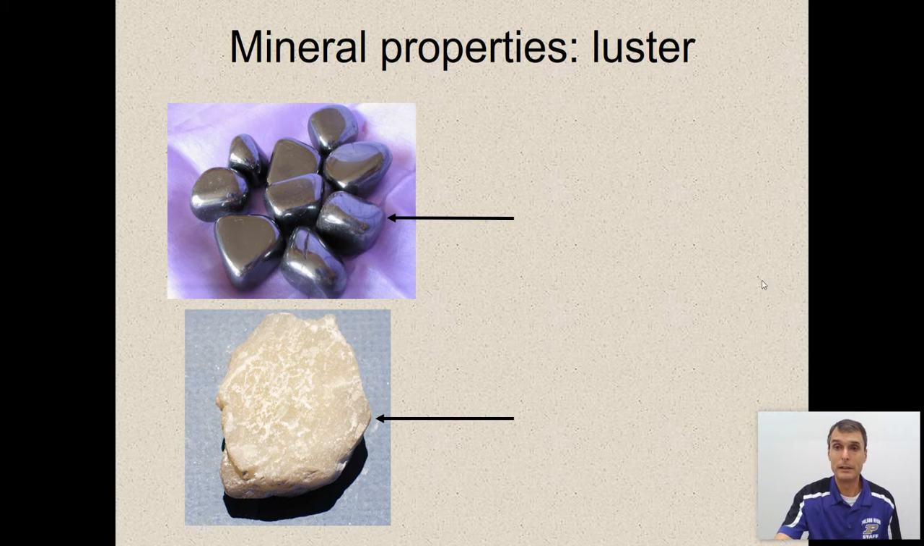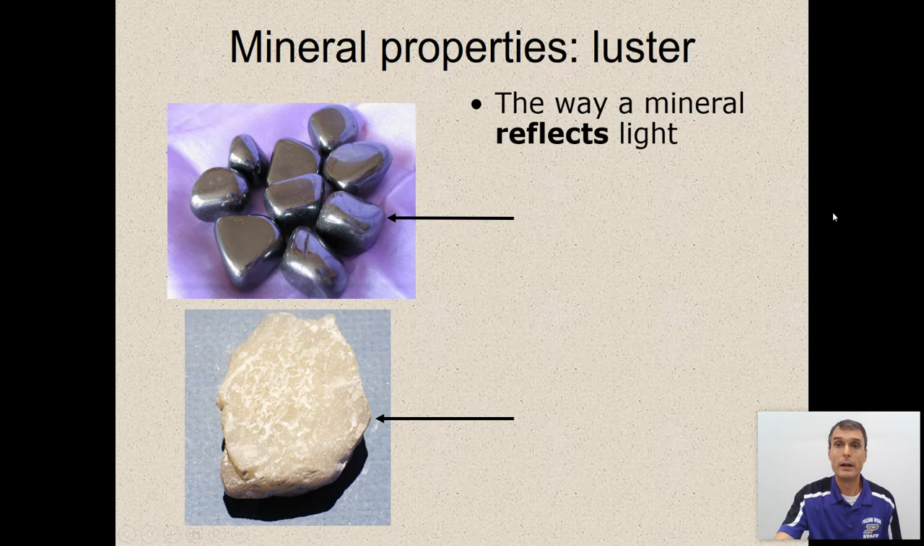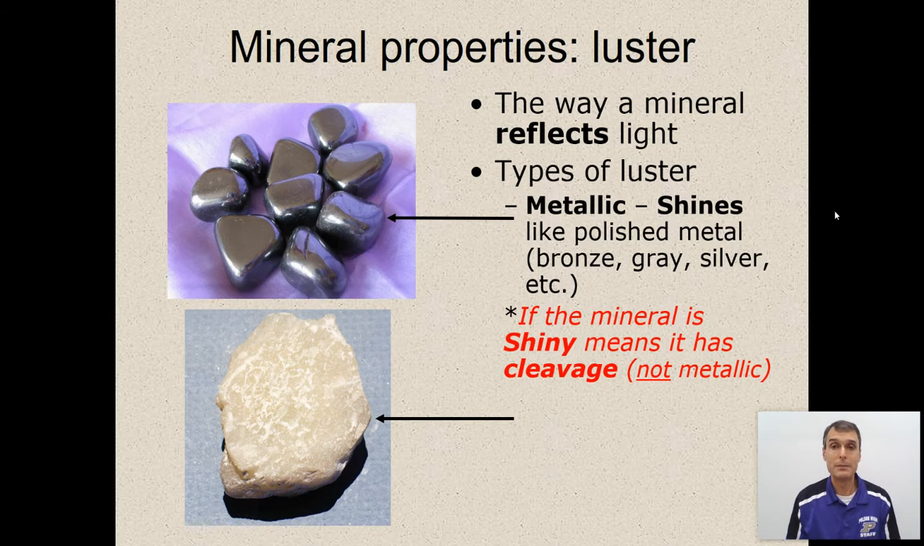All right, so our first mineral property we're going to talk about is called luster. And this basically is how the mineral reflects light. There's basically two categories we use for luster. One is metallic and one is non-metallic. So metallic basically means that it has a polished metal color. Basically, it looks like a metal. Think metal colors like gold, bronze, brass, silver, gunmetal gray. Those are all metallic lusters.